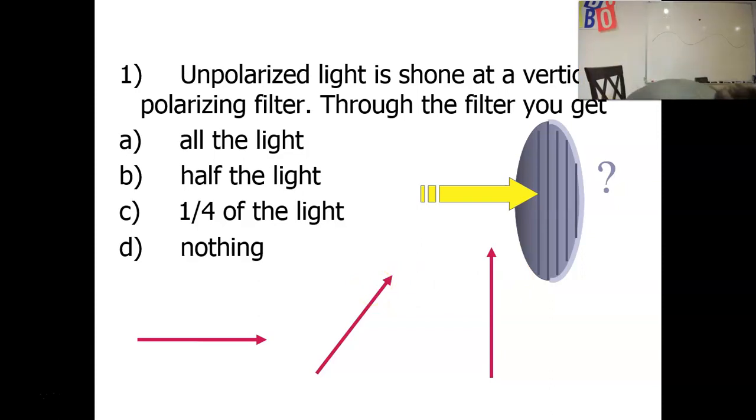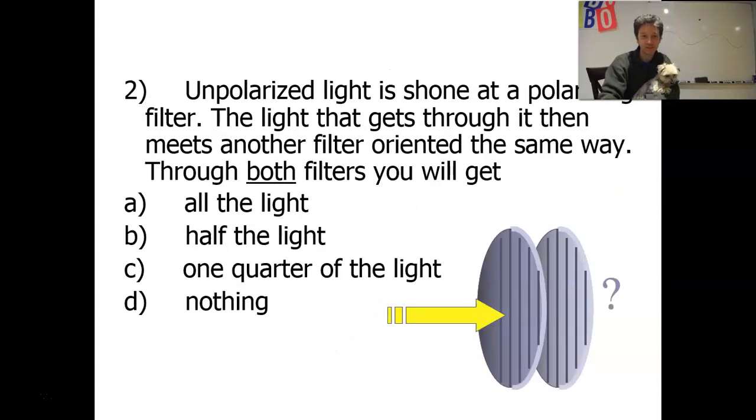Hold on. Okay. So that's our first question. But now we're going to extend this a little bit. This isn't Schrodinger's cat, by the way. This is Franchino's dog. I don't do experiments on him, just so you know.